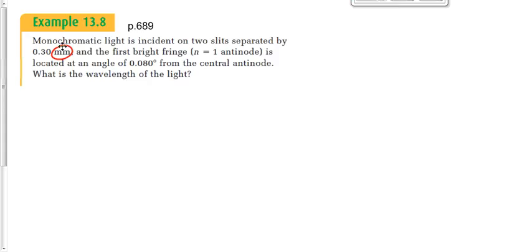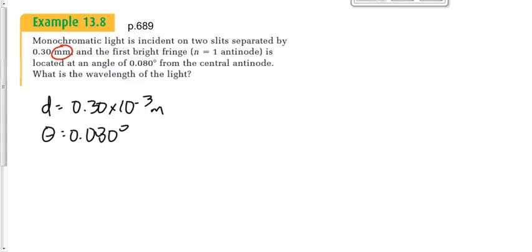Well, let's write down some givens here. My D, my little distance between the openings, is 0.30 times 10 to the minus 3 meters. Yeah, I want to make it in meters. I can move the decimal place over, or I can just look on my data sheet and see that a milli is 10 to the minus 3. My theta here is 0.080 degrees, significantly below that 10 degree threshold for not being able to use the second equation. N is equal to 1.